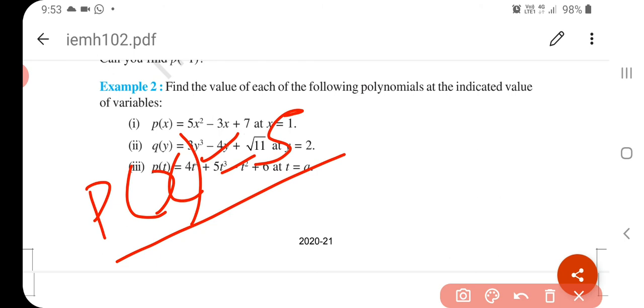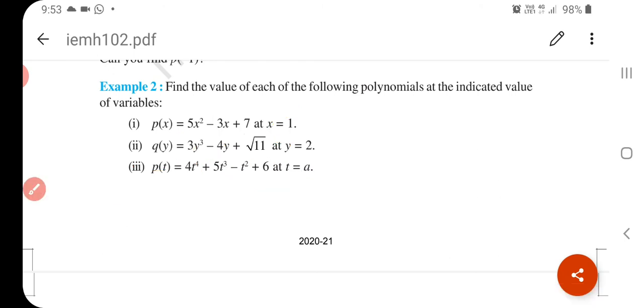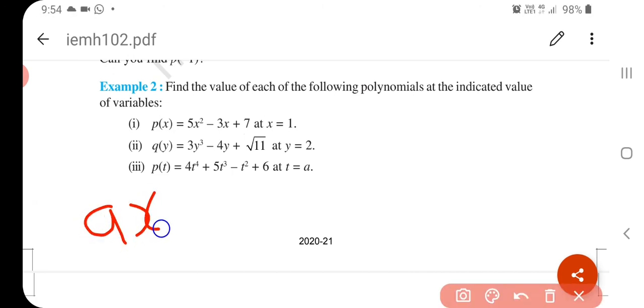Now, every linear polynomial has one and only one zero. Why? Because the degree of this polynomial is 1. And what is the zero? Minus b upon a. Why minus b upon a? Because a linear polynomial is in the form of ax plus b, so its zero is minus b upon a. A quadratic polynomial can have at most 2 zeros. Why? Because the highest degree of a quadratic polynomial is 2, so it has at most 2 zeros.